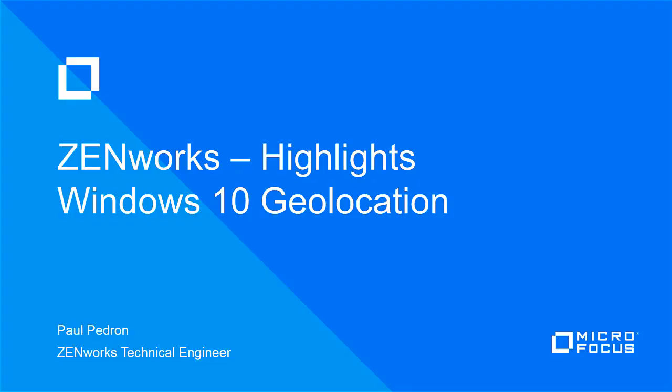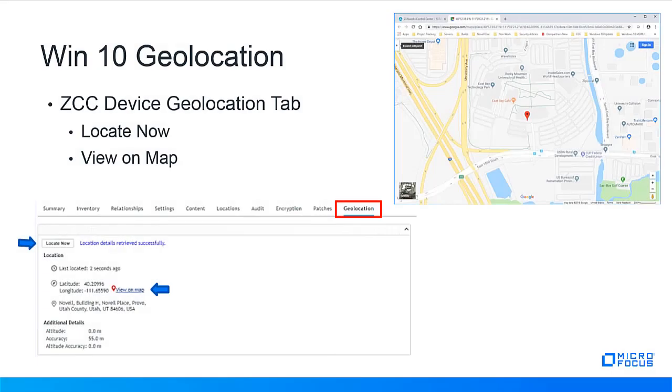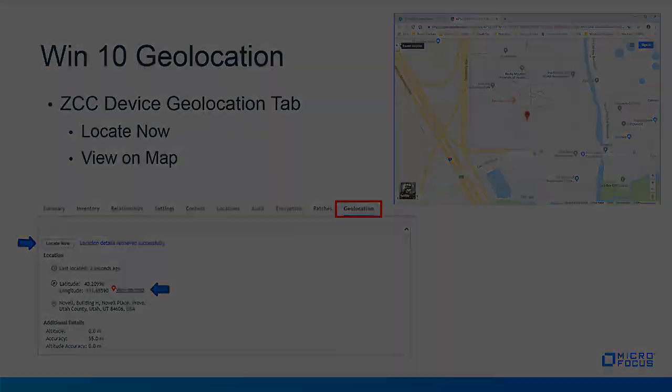Hello and welcome to this ZENworks Highlights on using the Windows 10 Geolocations feature, now available in ZCM 2017 Update 4. It's a new device tab which has a Locate Now and a View on Map.